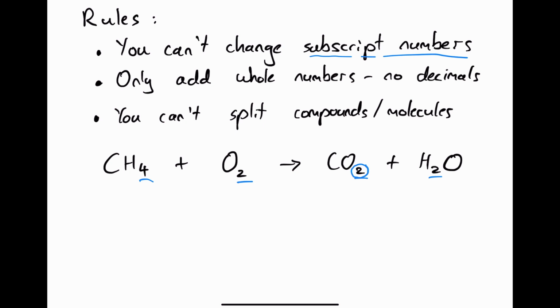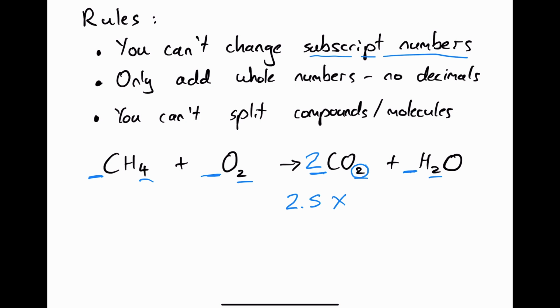Next, you can only add whole numbers. So you can only add numbers in front of each reactant or in front of each product, and they can only be whole. So this could be a 2. You wouldn't have your final answer as 2.5, for example. This is wrong because you can't have half of a carbon dioxide molecule.